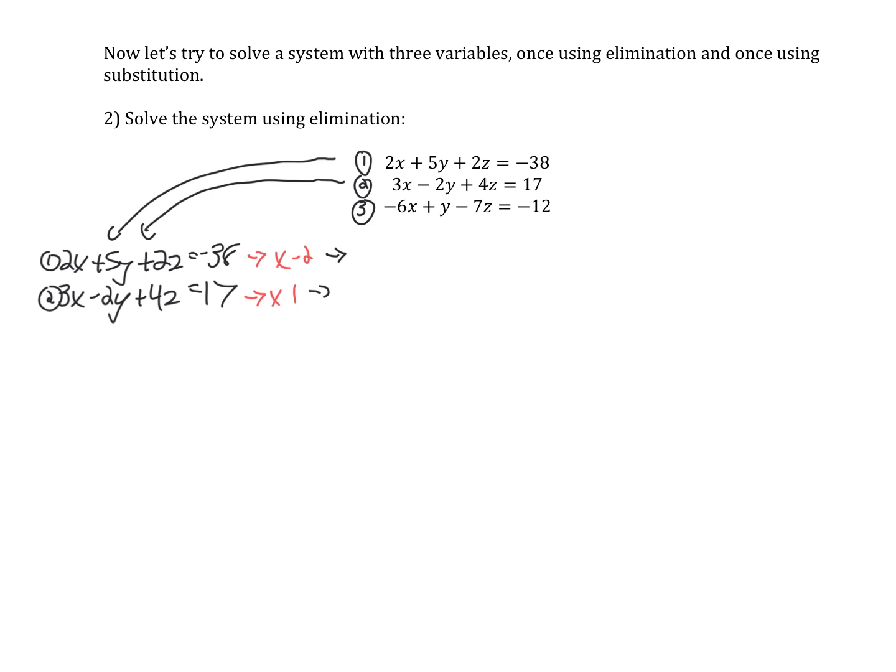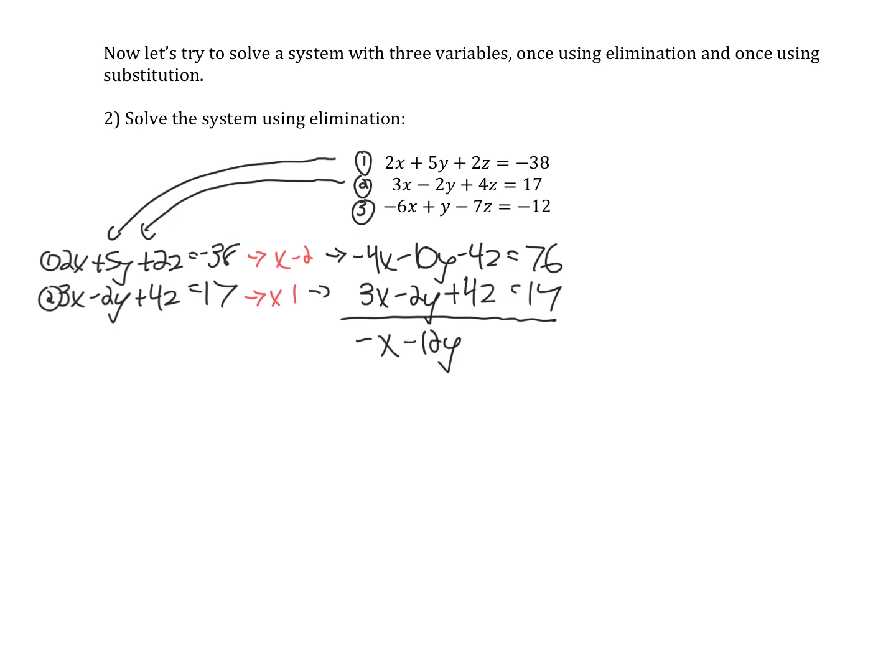Let's multiply that number 1 equation by negative 2. So that gives me negative 4x minus 10y minus 4z equals 76. And the bottom one stays the same, so that's 3x minus 2y plus 4z equaling 17. And I'm going to add these together, and I get negative x minus 12y equaling 93. Okay, so I'm going to call that my new equation 1.